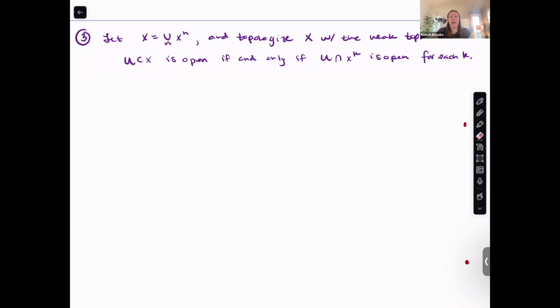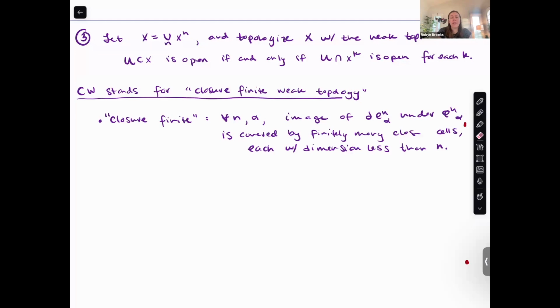We topologize our CW complex using the weak topology, so that a set U is open in X if and only if its intersection with the k-skeleton is open for all k. The reason we call this a CW complex is that it stands for closure finite weak topology. We've already seen that we topologize this with the weak topology. We also call it closure finite because it is a closure finite space. This means that for each n-cell, the image of the boundary of this cell is covered by finitely many cells of dimension less than n.